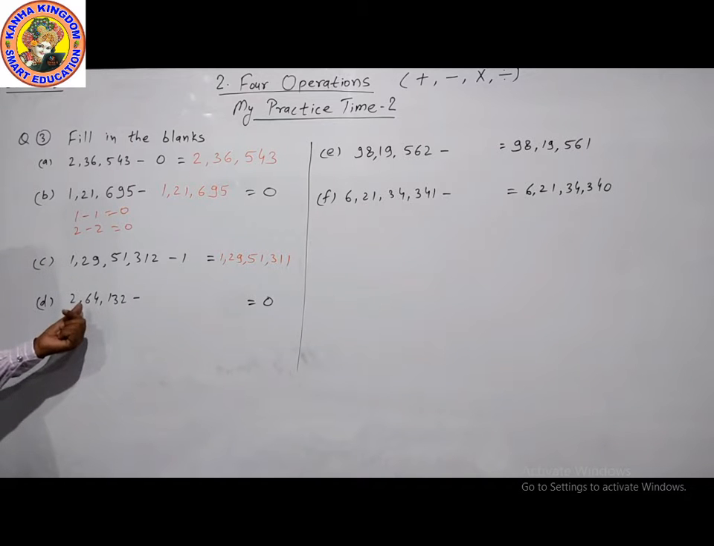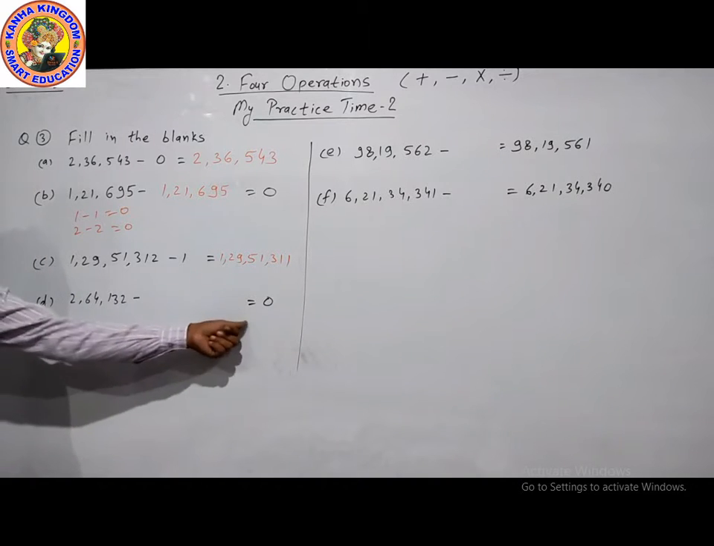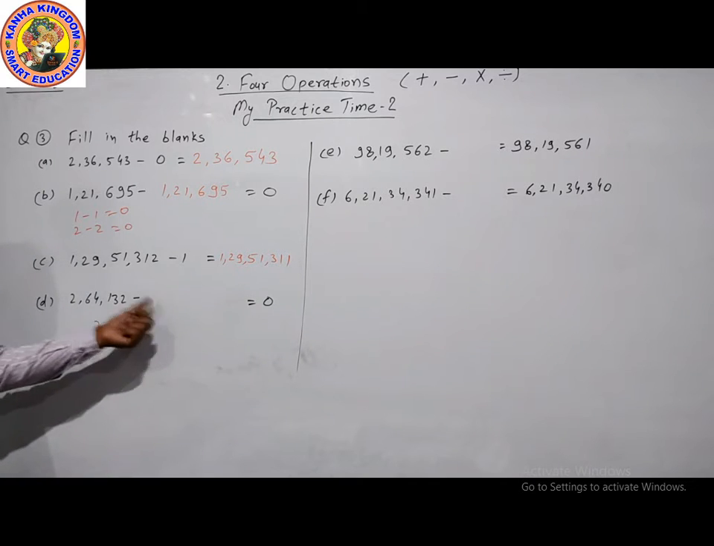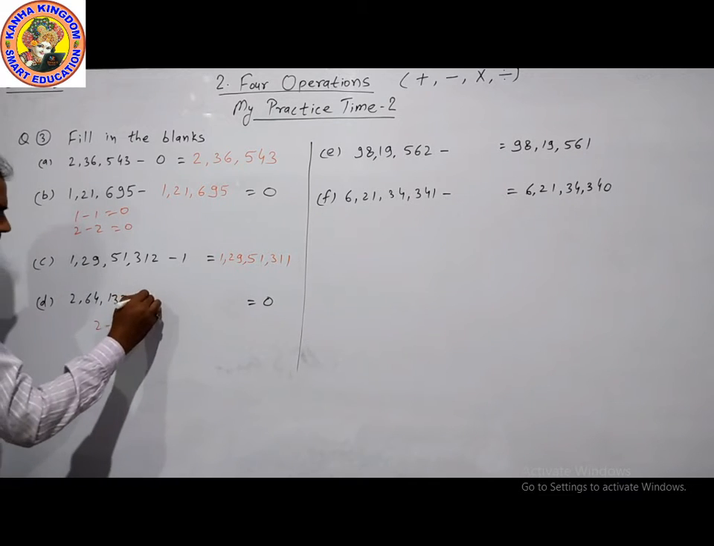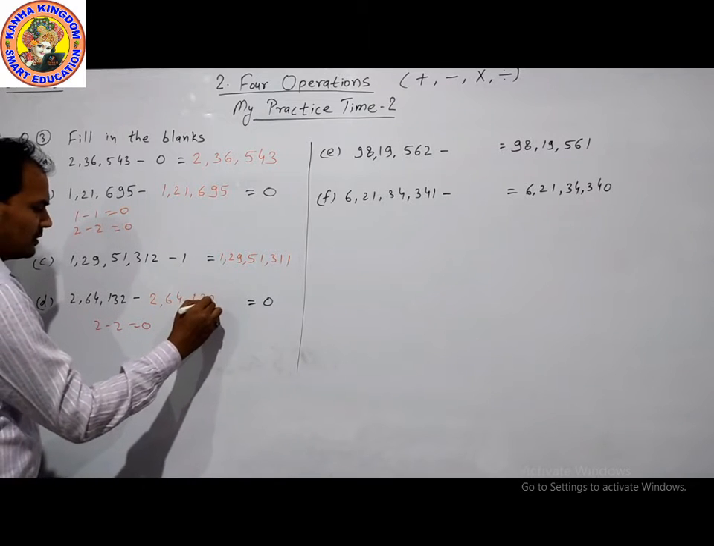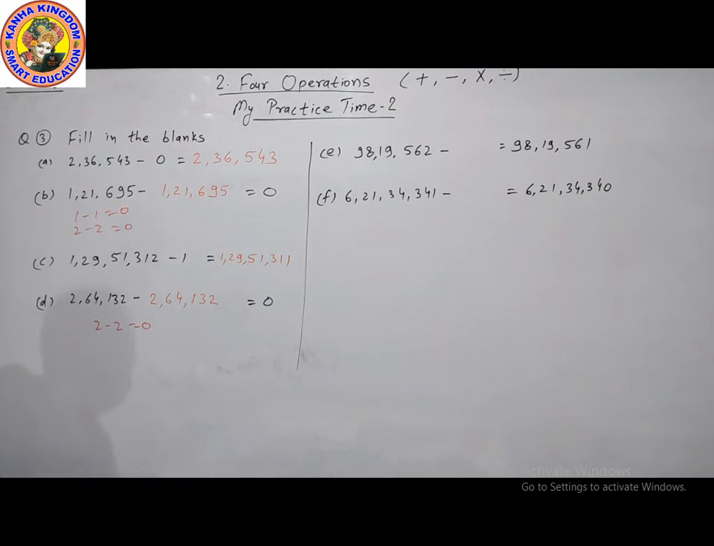Now next is a digit minus something to get 0. We know that 2 minus 2 is equal to 0. So here will be the same number. The same number is 264,132. This is our answer.